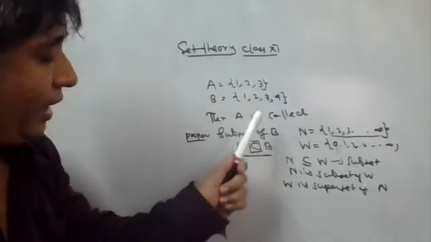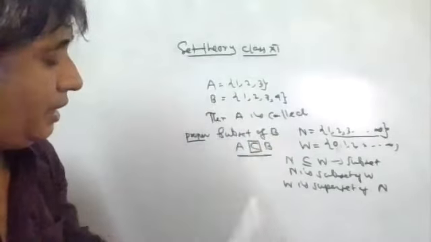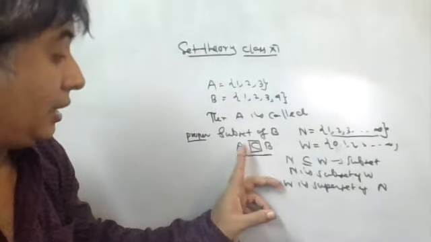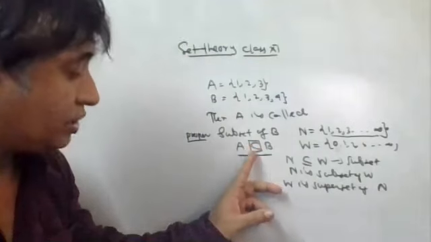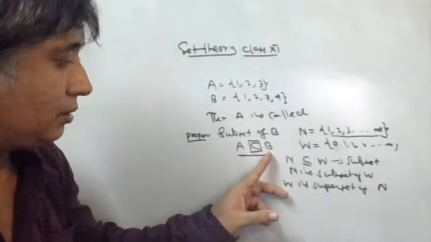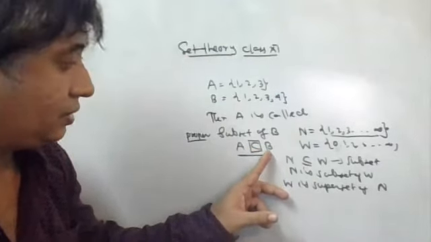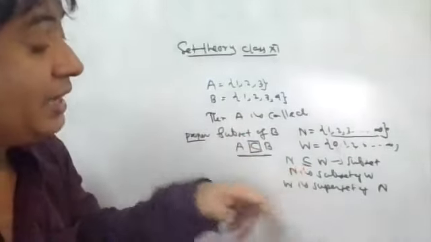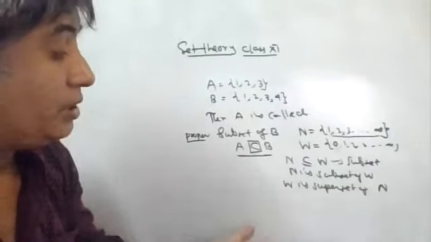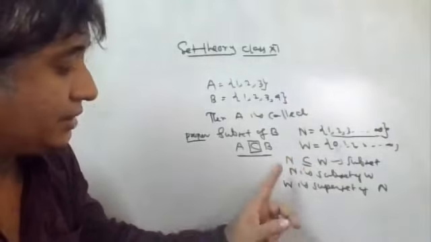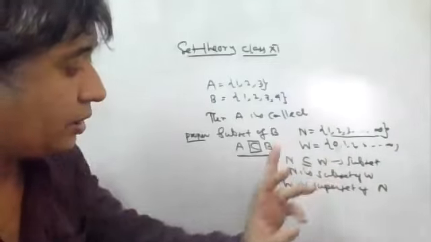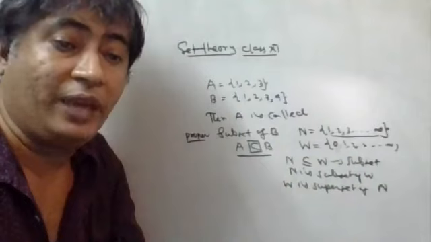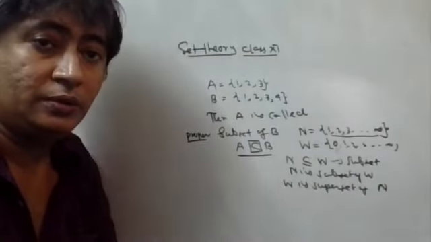So, if A is called a proper subset of B, then we denote it by the symbol of proper subset, because there is no equality sign. But if there is a possibility of equality of two sets, then N is called a subset of W, or W is called a superset of N. Hope you understood.